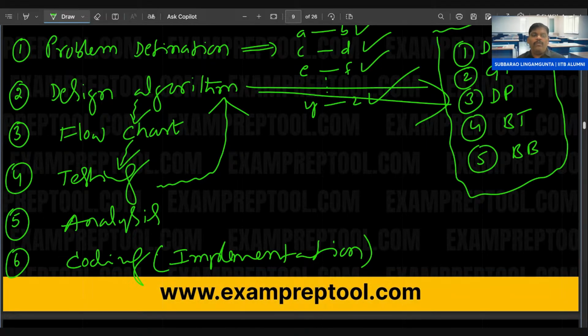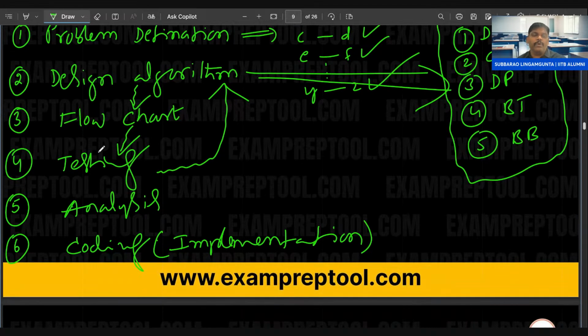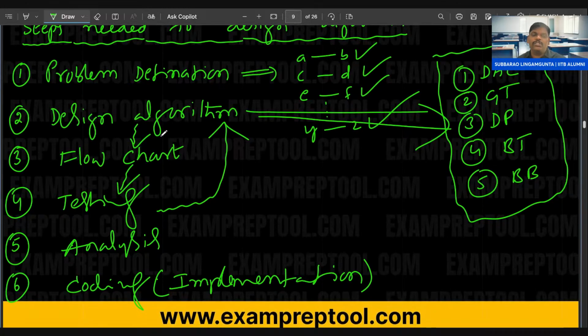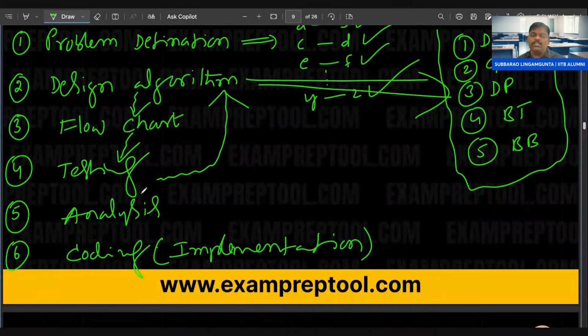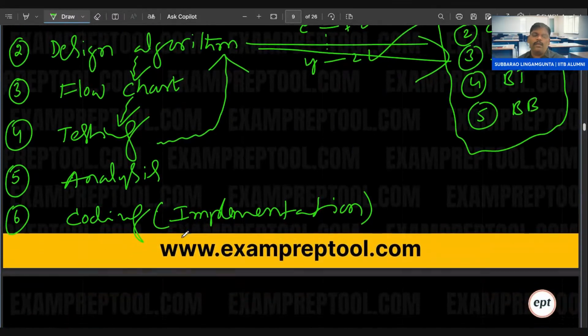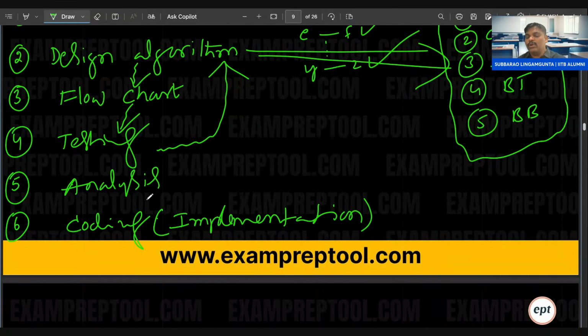Right? I hope everyone is fine now. Analysis followed by coding, which is also called implementation. Right? Problem definition, designing algorithm, flow chart, testing, analysis, coding. So what you may say is, sir, what is the analysis? So remember, 4 steps are completed means everything is perfect. But the thing is, analysis you have to do before going to do coding.